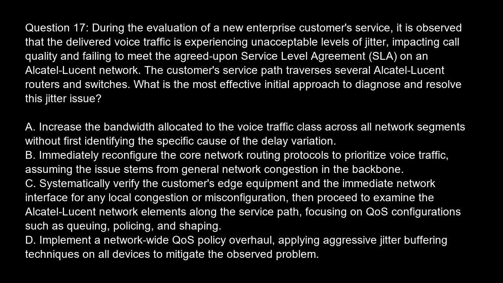Option C. Systematically verify the customer's edge equipment and the immediate network interface for any local congestion or misconfiguration. Then proceed to examine the Alcatel-Lucent network elements along the service path, focusing on CoS configurations such as queuing, policing, and shaping. Option D. Implement a network-wide CoS policy overhaul, applying aggressive jitter buffering techniques on all devices to mitigate the observed problem.